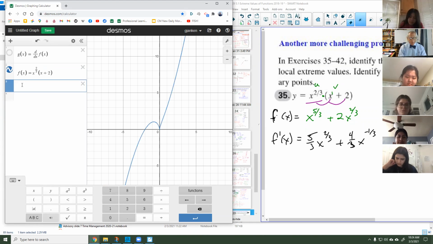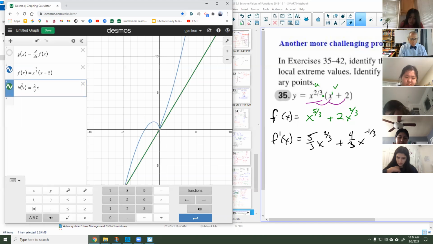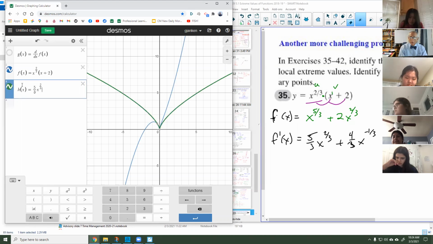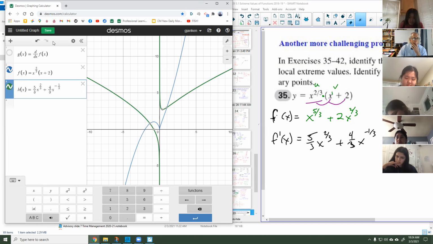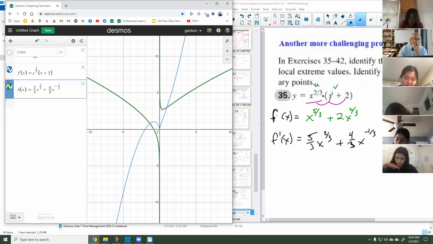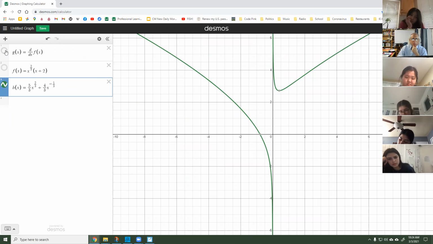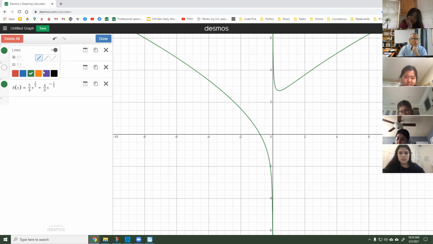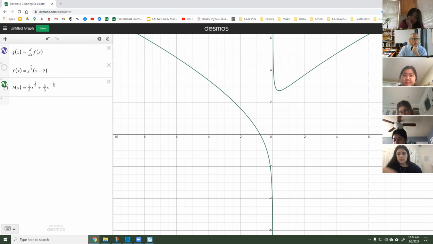That's cool. I like that. And I'm going to find my derivative. Let's call it h of x. And that's going to equal what I wrote there. So it equals 5/3 x to the 2/3 power plus 4/3 x to the negative 1/3 power. Wow, look at that derivative. Let's get rid of the function here. Let's see if that's the right derivative. Oh, they're both green. That's not supposed to happen. Can't have both green. Let's make that one purple. Yep, I think my derivative is correct.